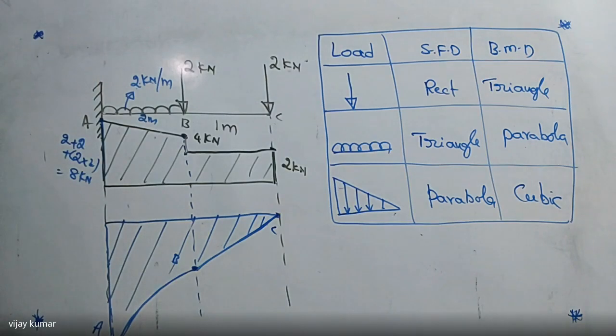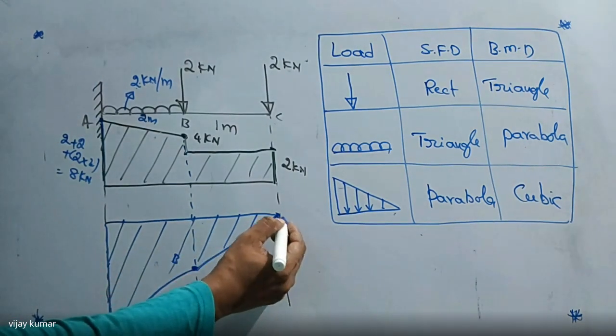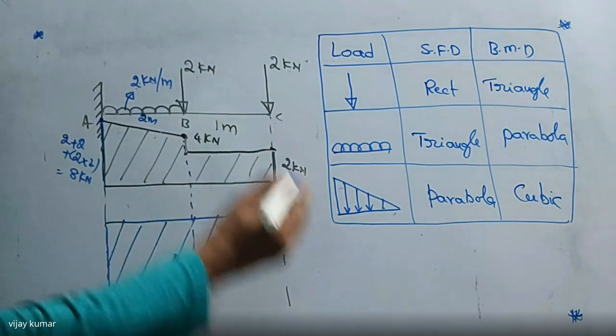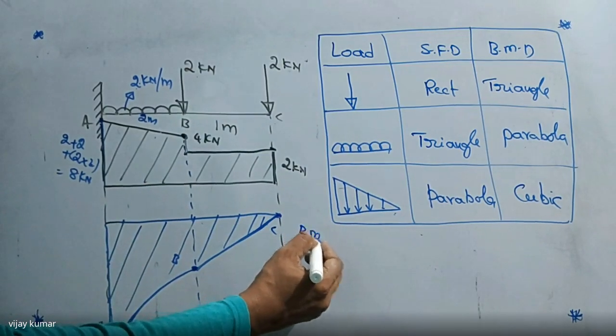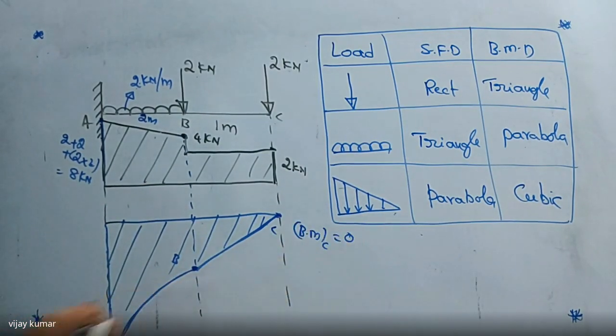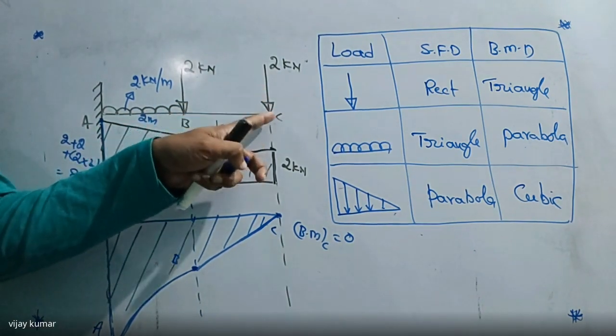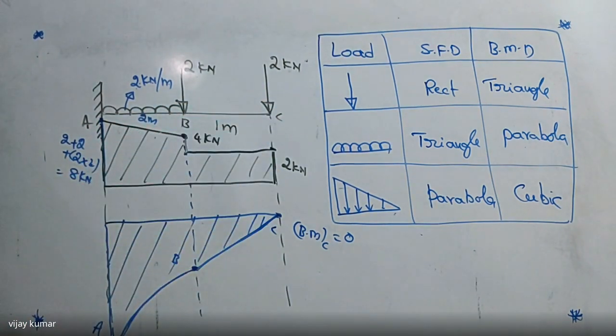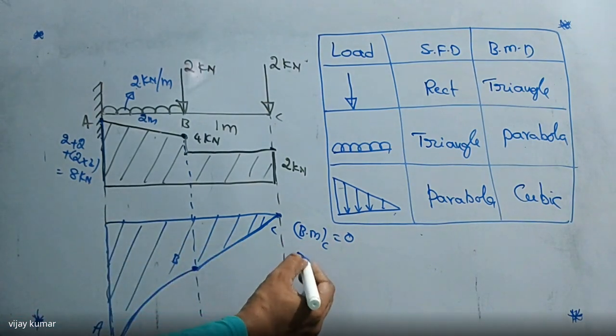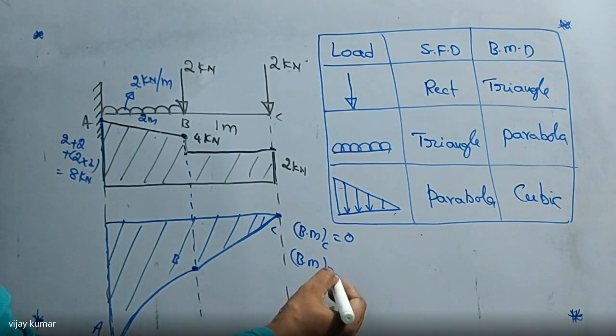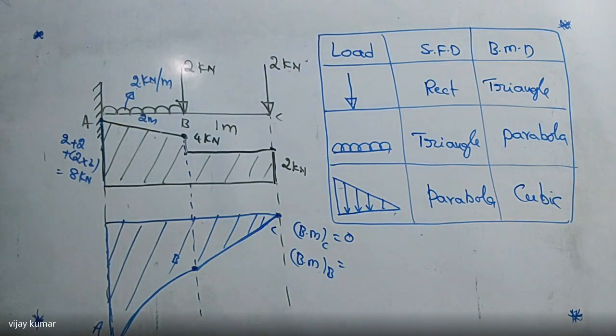Now, how to find the bending moment here? We know that the bending moment at this point is zero. Why? Because I'm writing here, bending moment at point C is zero. Why? Because this force is passing through point C. Then that bending moment is zero. Then what is the bending moment at point B now?